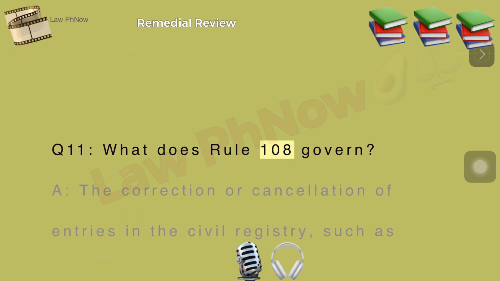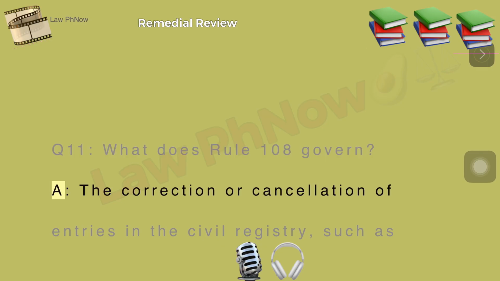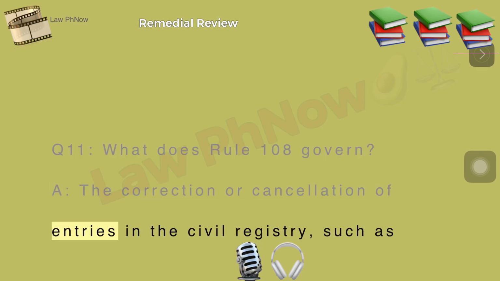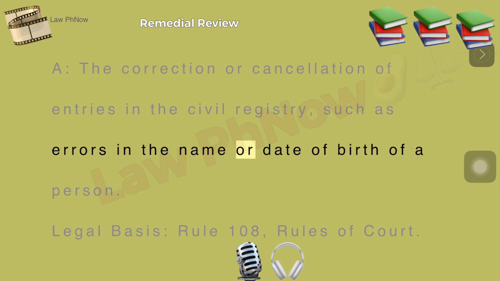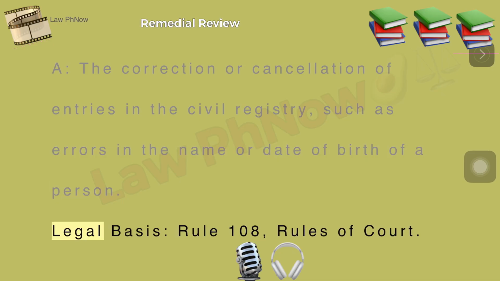Q11. What does Rule 108 govern? A. The correction or cancellation of entries in the civil registry, such as errors in the name or date of birth of a person. Legal basis, Rule 108, Rules of Court.